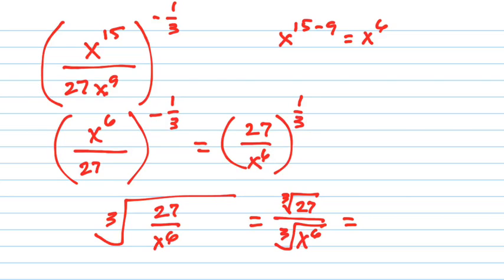What is the cube root of 27? 3. What is the cube root of x to the 6th? X to the 2nd. Because it's 6 divided by 3. Remember when you're taking the root of an exponent, you just divide the exponent. And there you are. So not too bad.